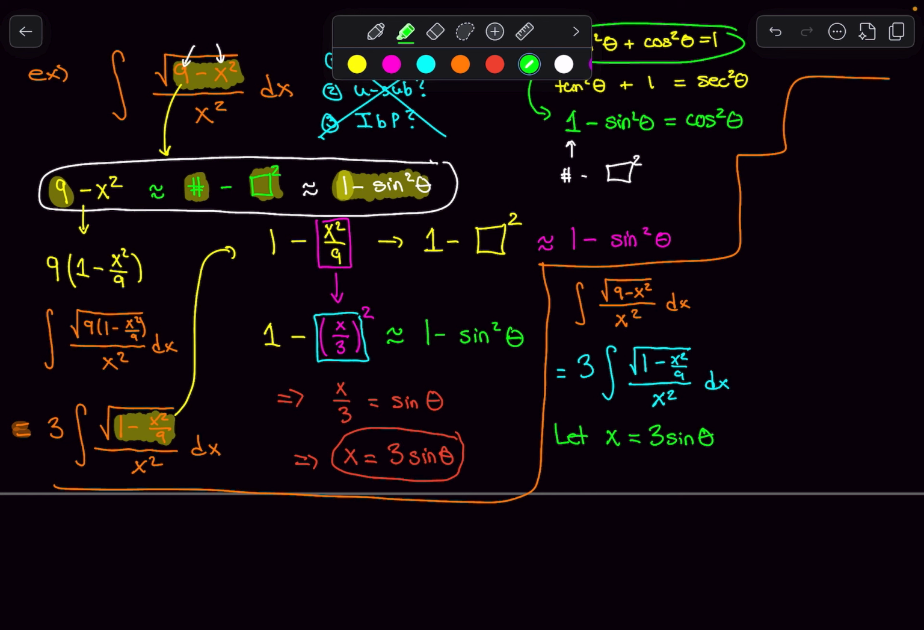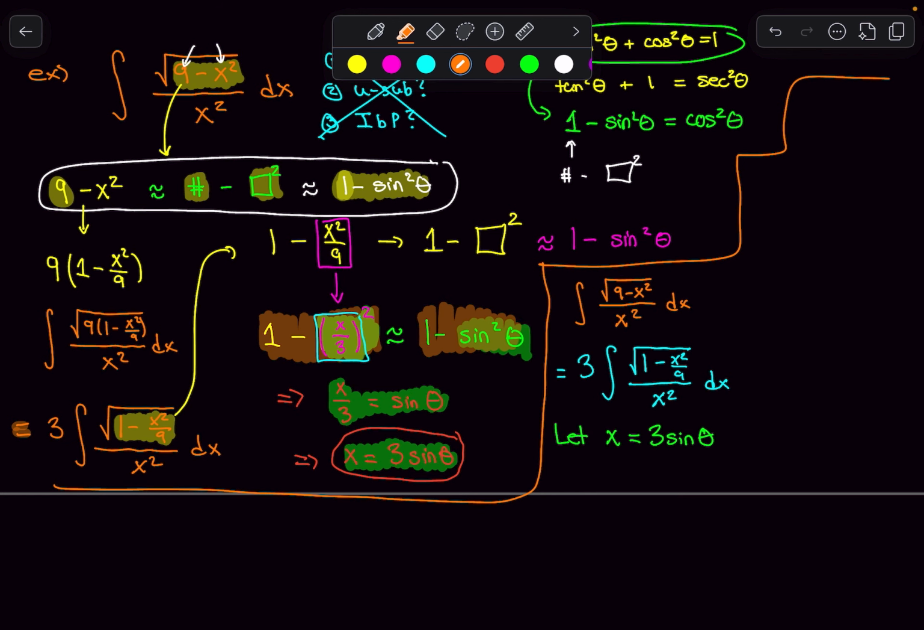I'm doing this because if x is equal to 3 sine theta, that means that x over 3 is equal to sine theta, which means that x over 3 quantity squared would be equal to sine squared theta, and that would mean that 1 minus x over 3 squared is equal to 1 minus sine squared theta. And last time I checked, 1 minus sine squared theta is equal to cosine squared theta. So once we have that x is equal to 3 sine theta, we've already done the work that says what does 1 minus x squared over 9 become?